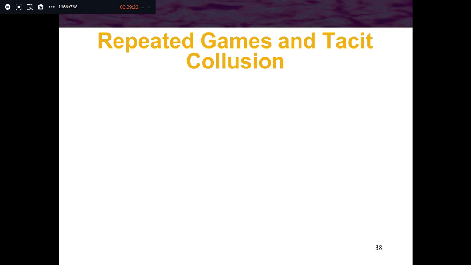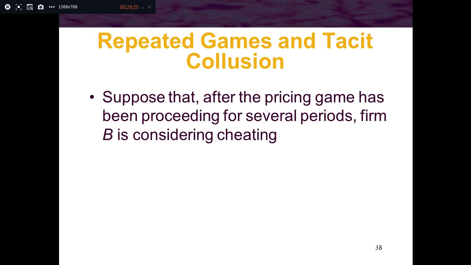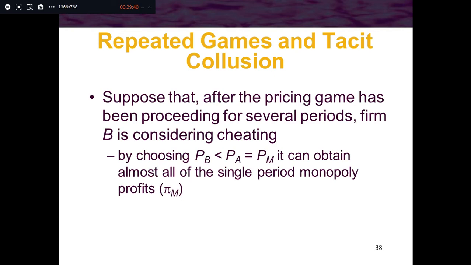Suppose that after the pricing game has been proceeding for several periods, firm B is considering cheating, which is by choosing a price of B less than price of A, which is equal to the monopoly price. So it can obtain almost all of the single period monopoly profits.